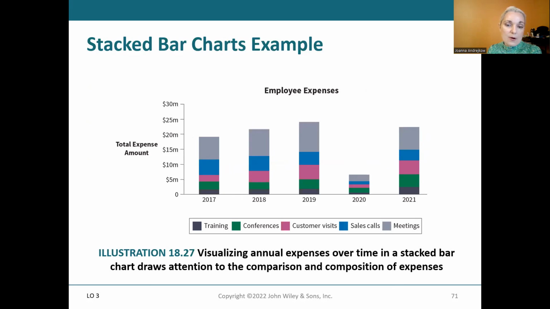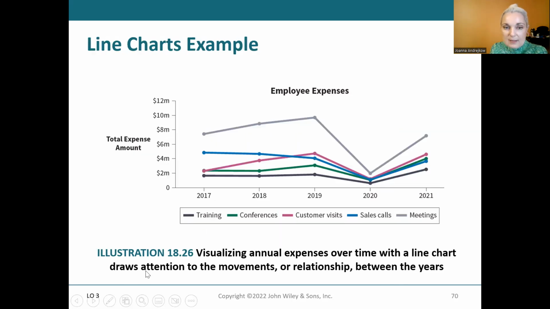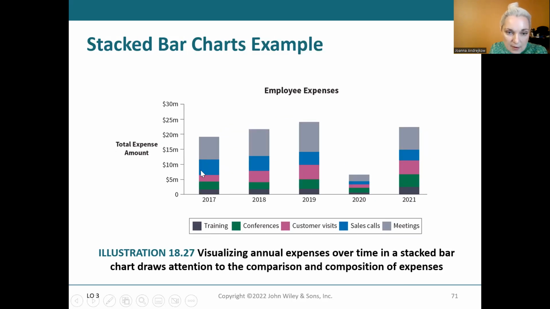And then stacked bar charts can also be used to compare these expenses, similar to line charts. The problem with bar charts is it is harder to actually figure out the actual amount of expense. You can compare it relative to others, but how much are sales calls? If I look at the line chart here, I can see it's about 5 million. Whereas here it's between like from 6 to 13. So it's 5. So it's a little bit harder to read a stacked bar chart than a line chart.